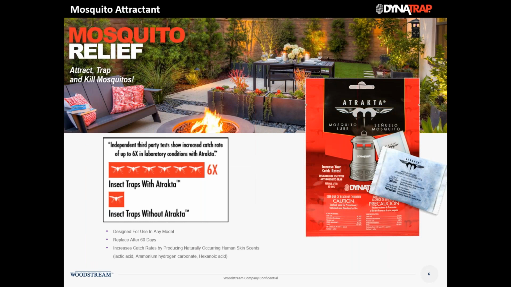The Attracta sachet is something you can use to enhance the catch rate. DynaTrap works great on its own. This is a supercharging, if you will, of the catch. And what it is, it's mimicking mammal perspiration. That's really all it is. So lactic and hexanoic acid, ammonium hydrogen carbonate, those are the things that are in our perspiration that attract biting insects to us. So that's an item that is currently in Veseris's system.